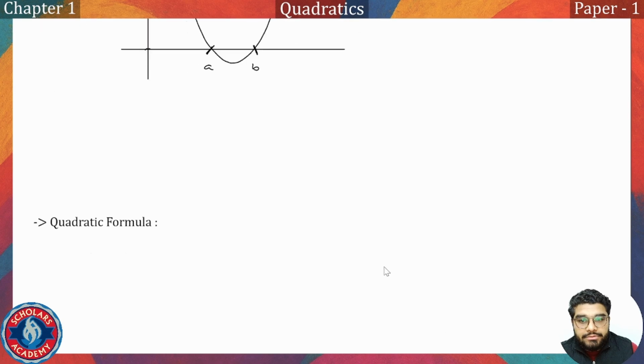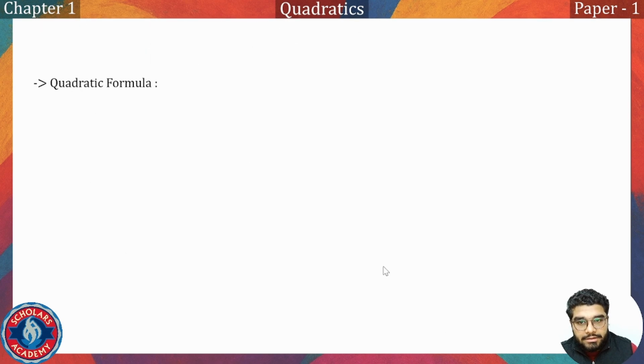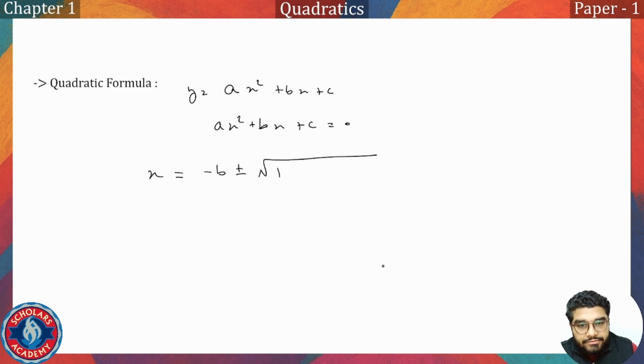Now normally we find roots with the help of the quadratic formula. What is the quadratic formula? If the general equation is ax square plus bx plus c, and we want y to be equal to 0, we take ax square plus bx plus c is equal to 0, and we find values of x with the help of the quadratic formula, that is x is equal to negative b plus minus root of b square minus 4ac divided by 2a.